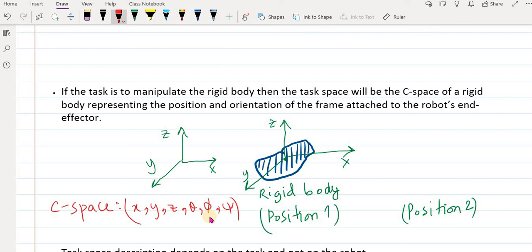And here we have the gripper that can grip the objects. In the gripper, we also have a frame, which shows its X, Y, and Z axes. So in this type of application, the task space is purely the C space of the rigid body.